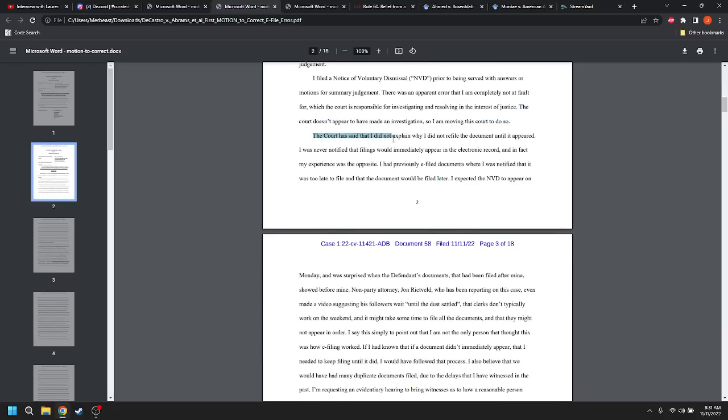"The court has said that I did not explain why I did not refile the document until it appeared." That is correct. You did not refile the document until it appeared. "I was never notified that filings would immediately appear in the electronic record, and in fact, my experience was the opposite." I've never timed it. You hand it to the gal who's going to do the filing, and I'm guessing it's a very short time later, within minutes, if not hours later. It certainly doesn't take days.